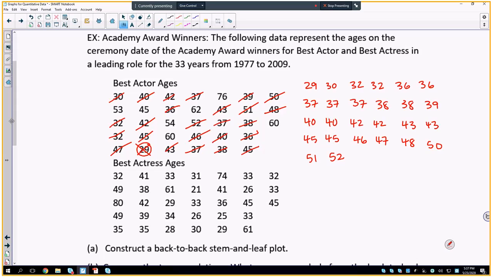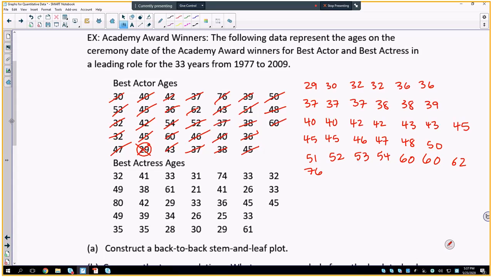So let's just add 45 over here. Missed that one. So 53 and 54. And then, I don't see any other 50s. I have 60, 60, 62, and 76.